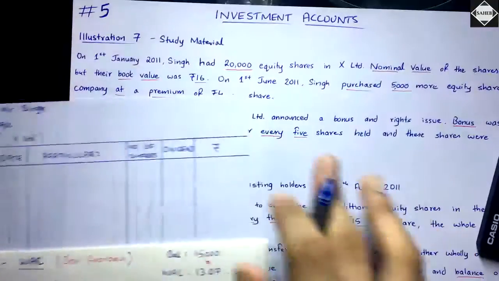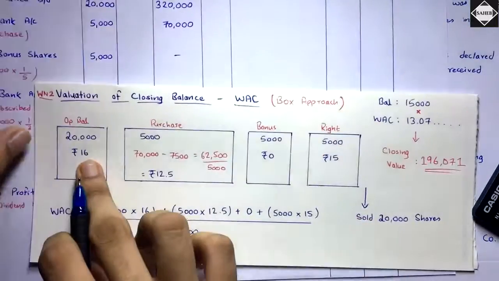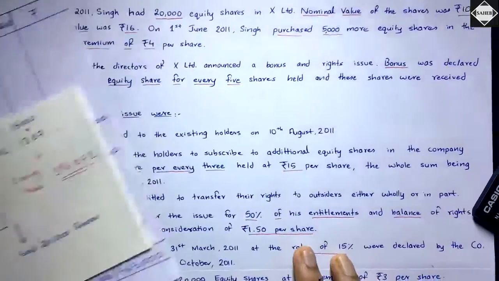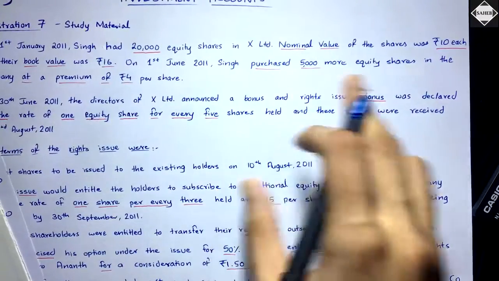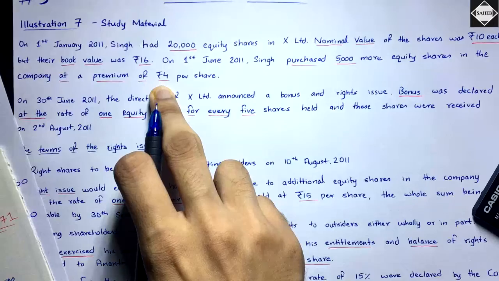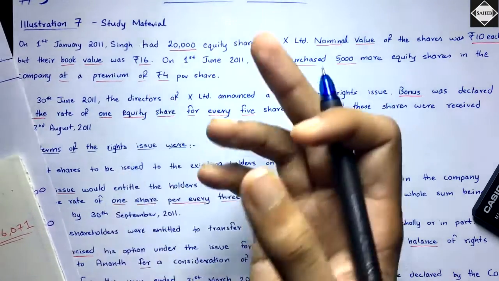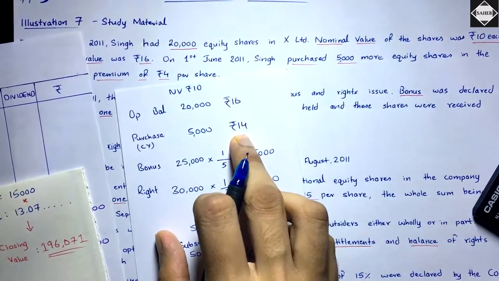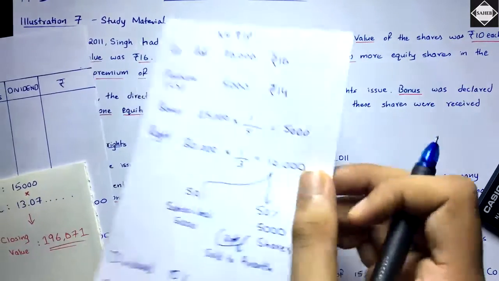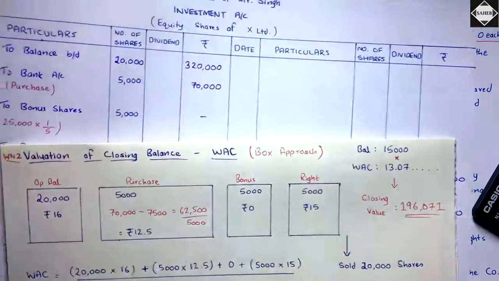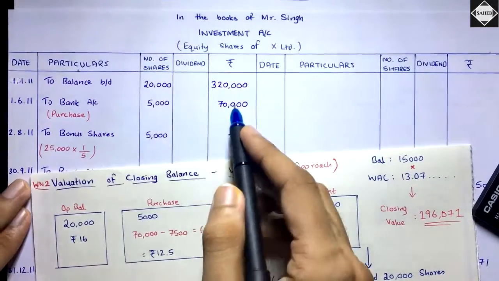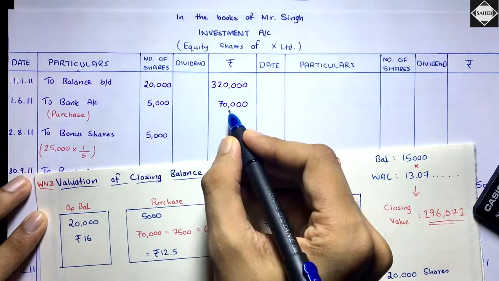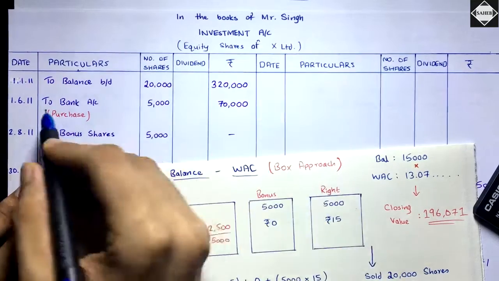The opening balance cost was given in the question. The book value of the opening balance was rupees 16, so I took that 16. But when I purchased the 5,000 shares, I purchased them at a premium of rupees 4 per share, so 14 rupees over the face value. We purchased the current year shares at 14. But can we take that price of 14 here in the WACC calculation? No, we can't. We purchased it for 70,000, but is the cost now 70,000? No, it's not.